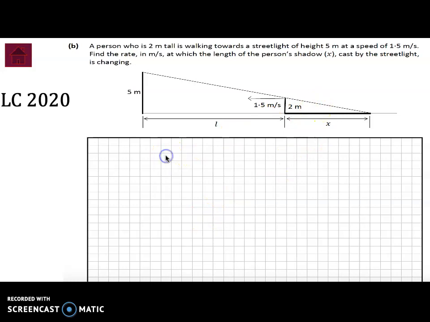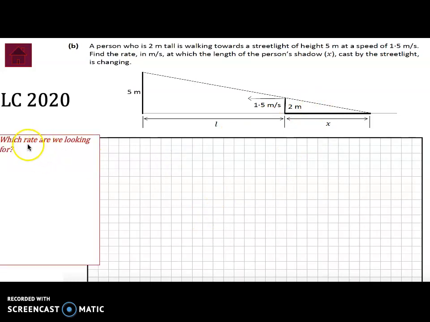So the first thing I try and look for is, what rate am I looking for? And you can see it in here. Find the rate at which the length of the person's shadow, which is x, is changing over time. It's just assumed it's over time. So we're looking for dx/dt. What rate is x changing over time? That's the first thing you look for.